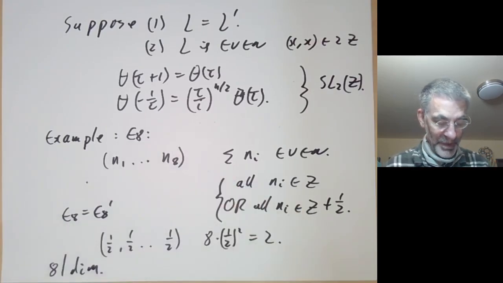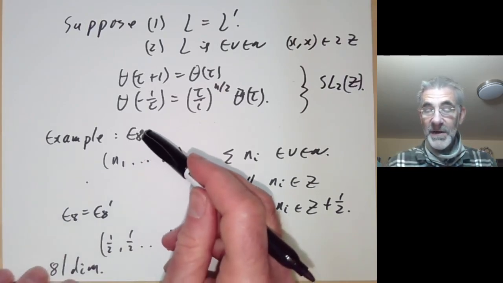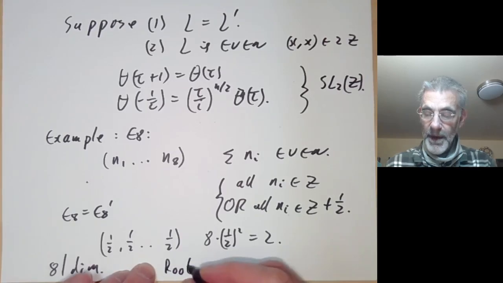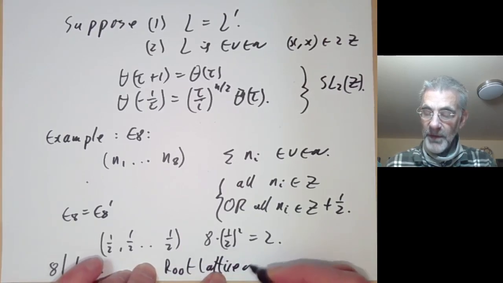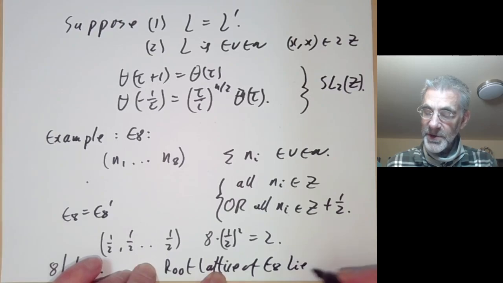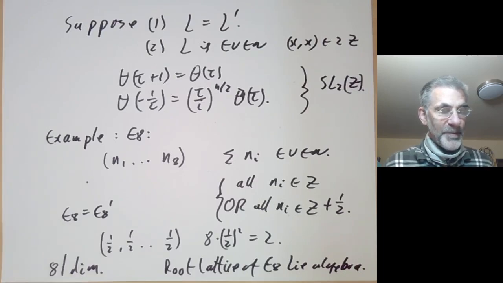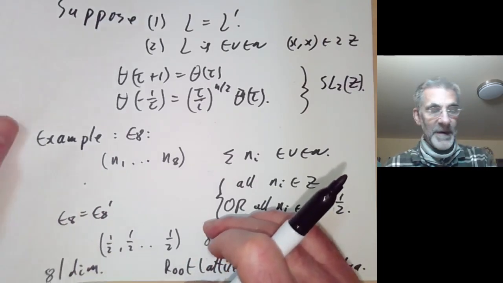This lattice is particularly famous because it's the root lattice of the E8 Lie algebra, which is the largest of the exceptional simple Lie algebras. And let's look at what its theta function looks like.